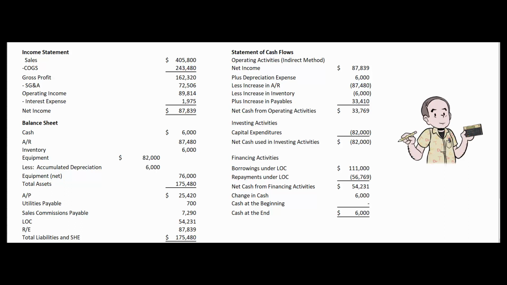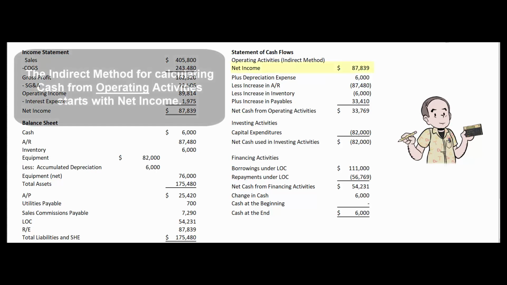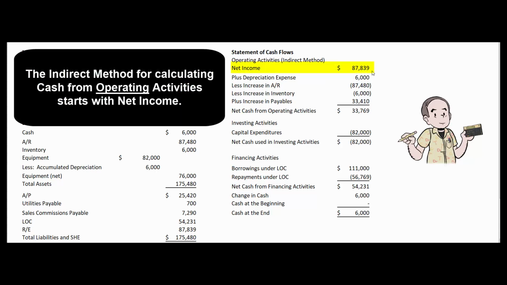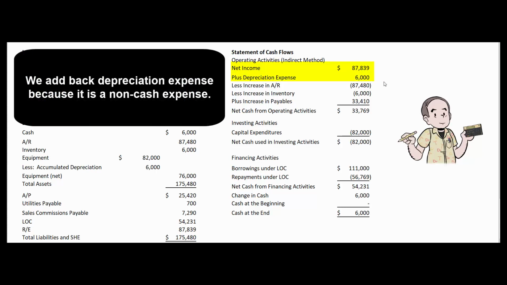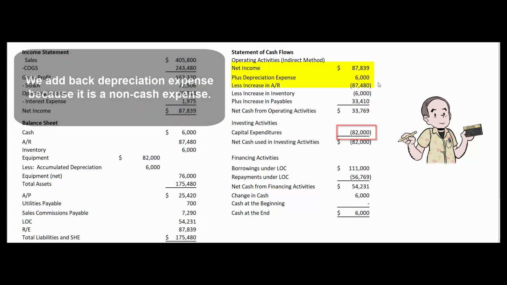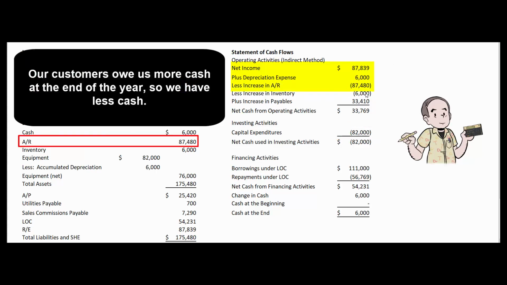The other, much more common way to calculate the operating activities cash is the indirect method. We'll start with net income of $87,839. We'll add back depreciation expense because it's a non-cash expense. We subtracted it. It's in this SG&A, but we didn't write a check for it. We wrote that $82,000 check when we bought the equipment. So we add back depreciation expense. Our accounts receivable went up by $87,480. So it looks like we made a lot of money, but some of our customers haven't paid us yet. We don't have that cash yet.